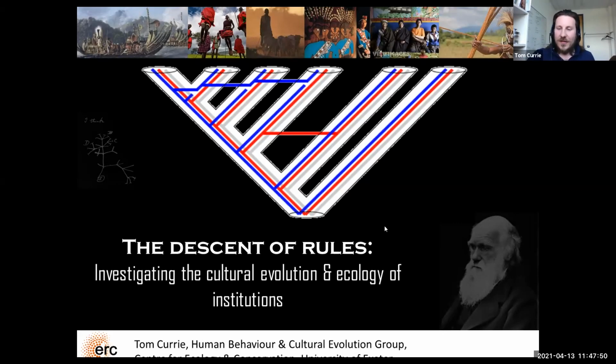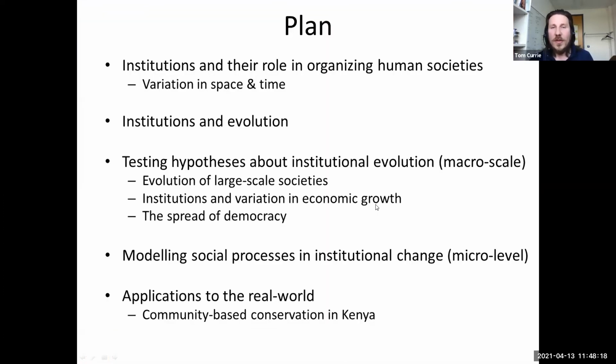Today's talk, what's it all about? The Descent of Rules. The title is punning a bit on the theme of this seminar series, which has been a fantastic seminar series, celebrating 150 years of The Descent of Man. In this talk, I want to talk about how we can apply evolutionary theory to the study of institutions, which are kinds of rules, as we'll talk about in a minute.